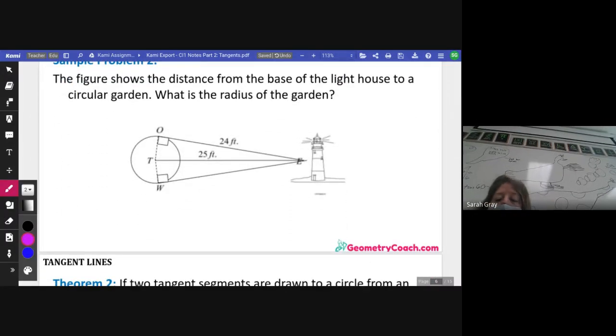All right. This problem, the story behind it doesn't really make sense. But we've got these two tangent lines that are coming from the same point. So O is the point of tangency for the top line. W is the point of tangency for the bottom line. The question is, what is the radius of the garden?